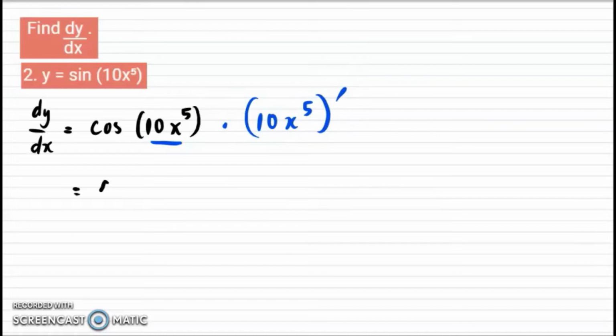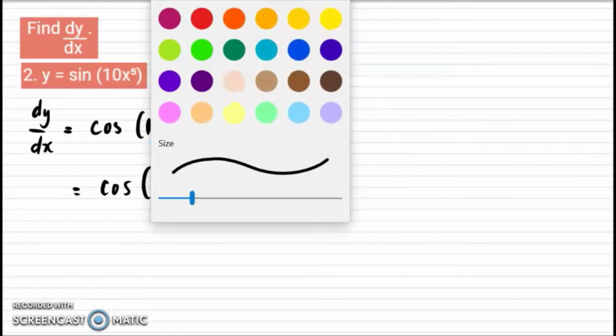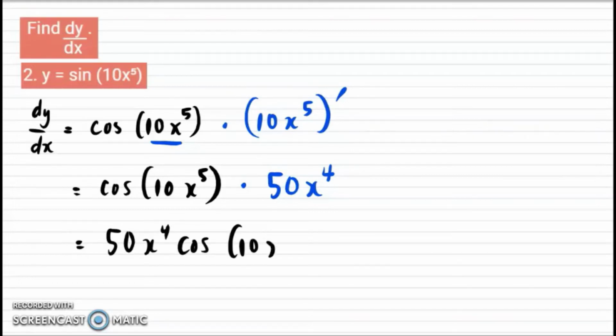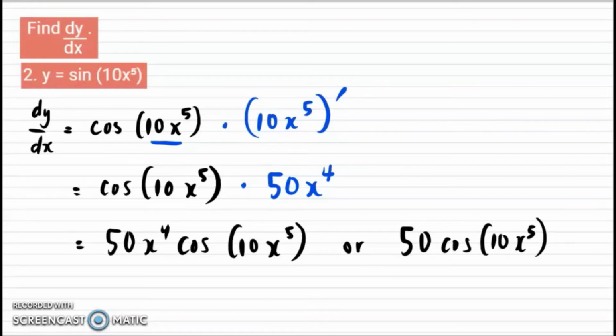So we have equals cosine 10x raised to 5 multiplied by, applying the rule for constant multiple, 5 times 10 is 50. And then x raised to 5 minus 1 is 4. Then for our final answer, we have either 50x raised to 4 cosine 10x raised to 5, or we can write this as 50 cosine 10x raised to 5 times x raised to 4.